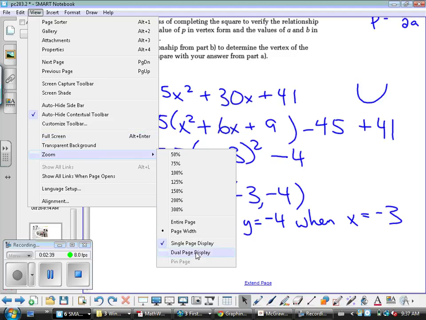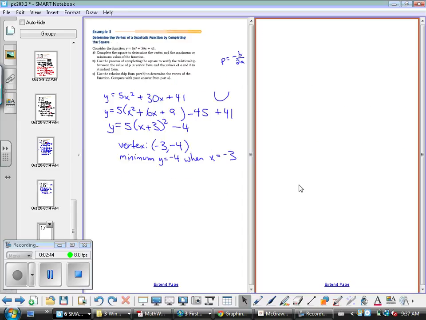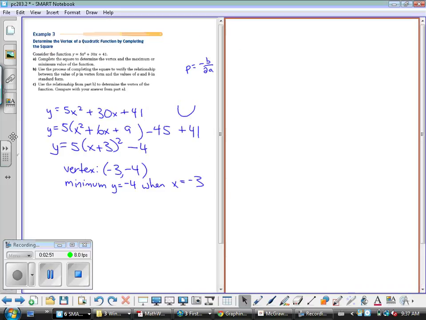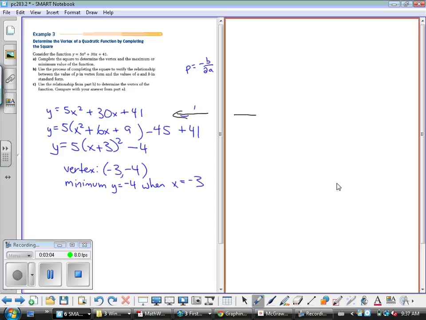Now let's do that. And get a new page. And so we're going to look at the steps on the one page, and we'll just kind of go along, and we'll do it in sort of a general form. So instead of having that, I'm just going to do a basic standard form. y equals ax squared plus bx plus c.